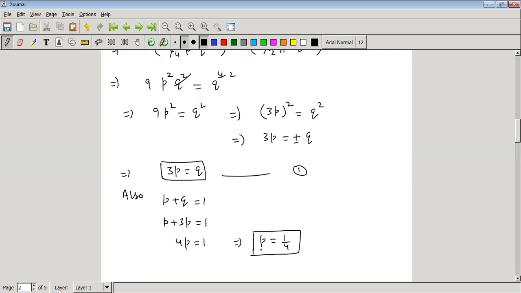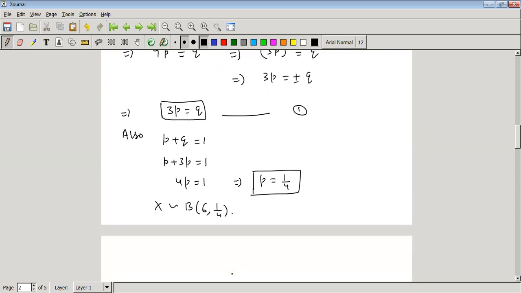So the binomial variate has n and P. Now we have to find P. So P is equal to 1 by 4. Right? So we can write n is 6 and P is 1 by 4. This is the binomial variate x with parameters n and P.